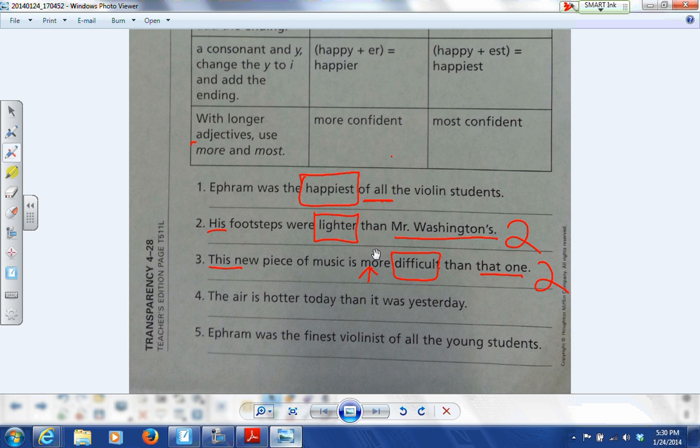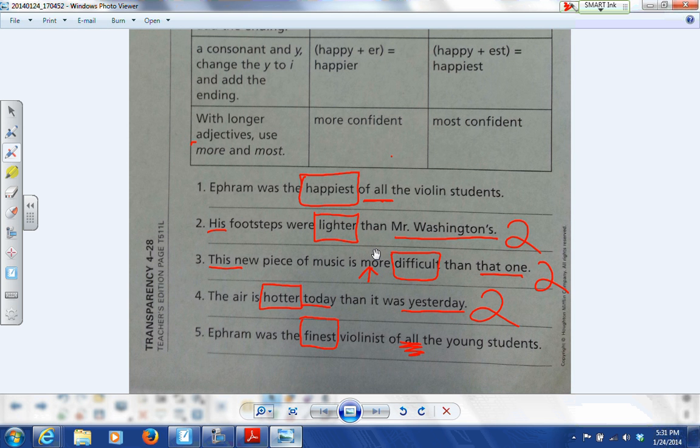The air is hotter today than it was yesterday. Today, yesterday, comparing two. Okay, so we are going to have ER. And finally, Ephraim was the finest violinist of all the young students. That's more than 2. So that's why we have EST. He was not more finer. He wasn't most finest. Okay. Fine is not a long adjective. Difficult, a long adjective. Confident, a long adjective.